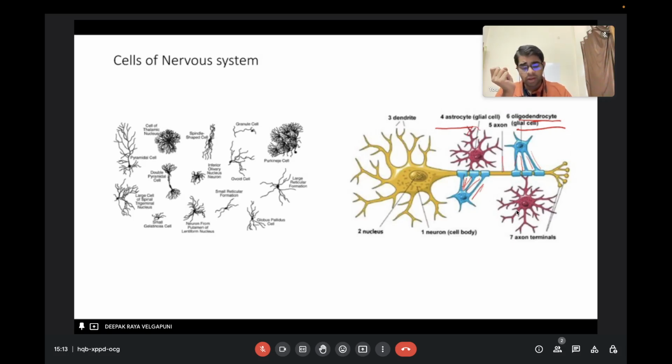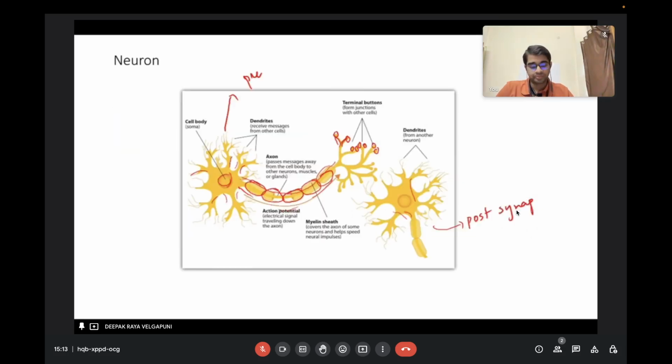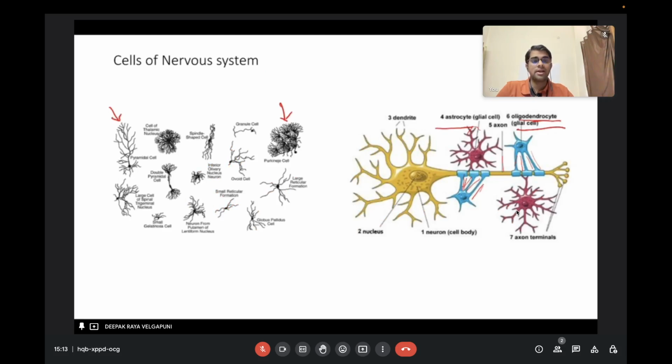And within the neurons, there is a lot of diversity. Not every neuron looks the same. This is called a pyramidal neuron. This is called a Purkinje neuron. So different neurons have different types of branches and arbors, and this way you have high cellular diversity in the nervous system itself. Along with neurons, you have other types of cells such as oligodendrocytes, astrocytes, and other types of glial cells.